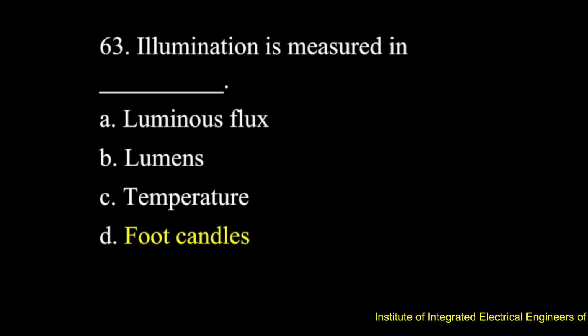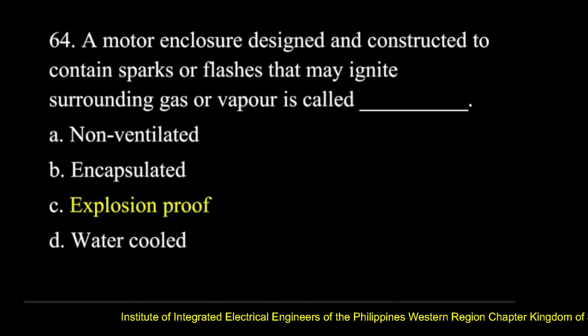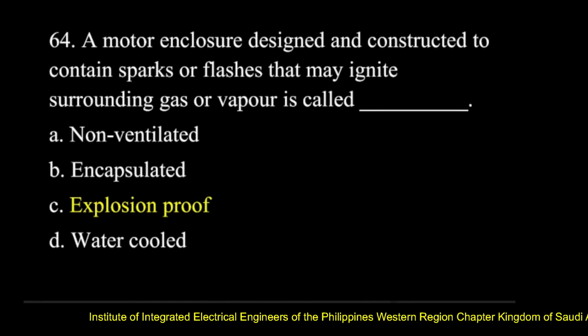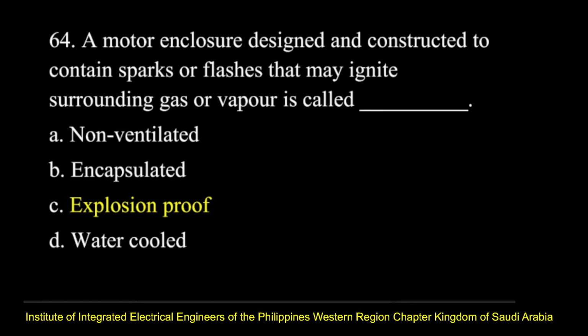Illumination is measured in blank. A. Luminous flux. B. Lumens. C. Temperature. D. Foot candles. A motor enclosure designed and constructed to contain sparks or flashes that may ignite surrounding gas or vapor is called blank. A. Non-ventilated. B. Encapsulated. C. Explosion-proof. D. Water-cooled.